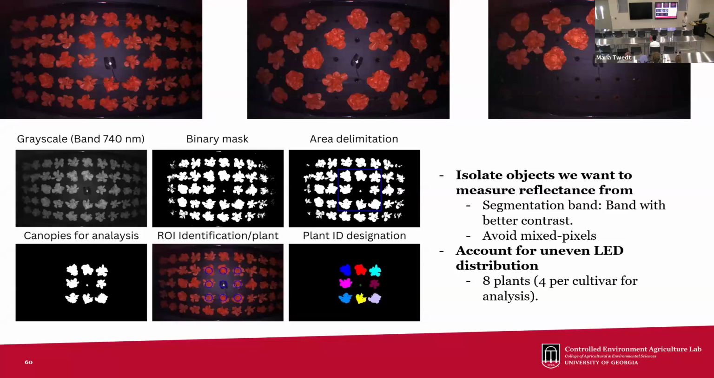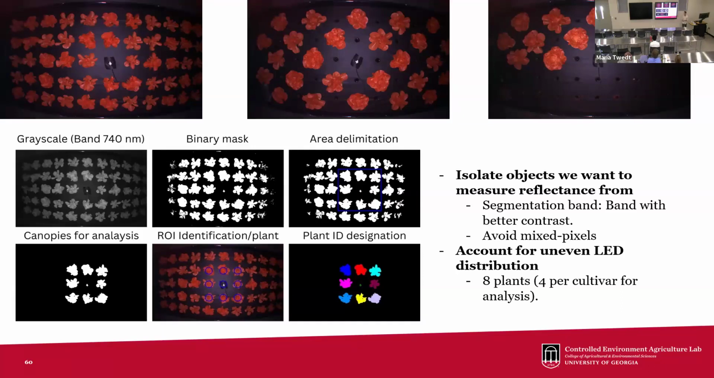We want to isolate the plants first. We want to delimit the area. We are not considering the whole tray, as we were using as an active illumination source the LED lights coming from the same sensor, which didn't have such a good distribution across the whole extension of our tray. So with the imaging, we limited that analysis to just 8 plants per tray.